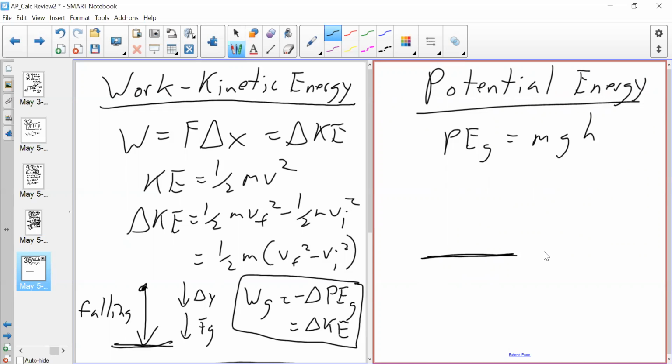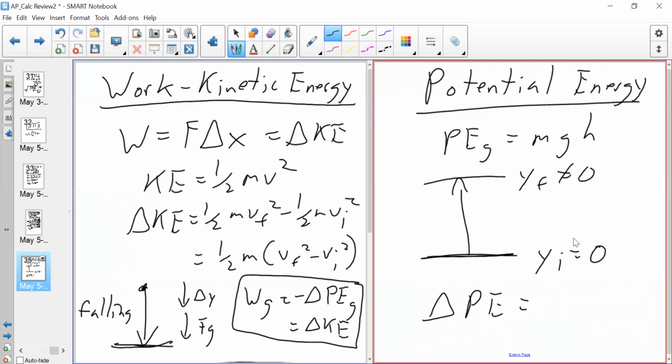So let's say that you are at the ground and that's your initial position, make that 0. And you go up to a final position here, which is not 0. And you're increasing potential energy in the system. Not only this, you can talk about this in terms of delta KE or delta PE, which is going to just be final potential energy minus initial potential energy.